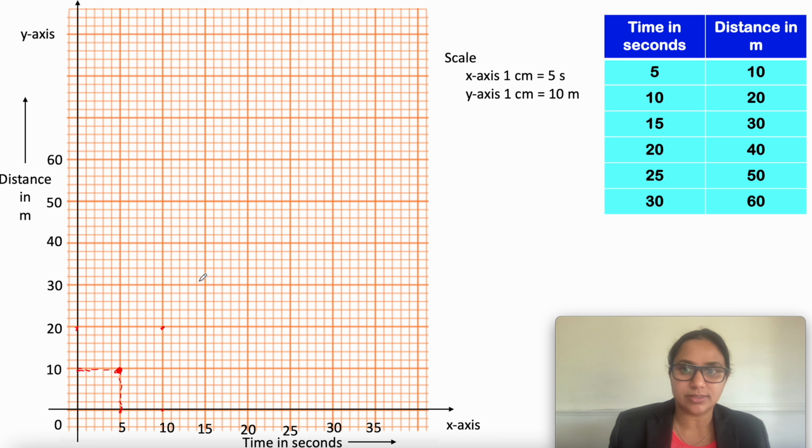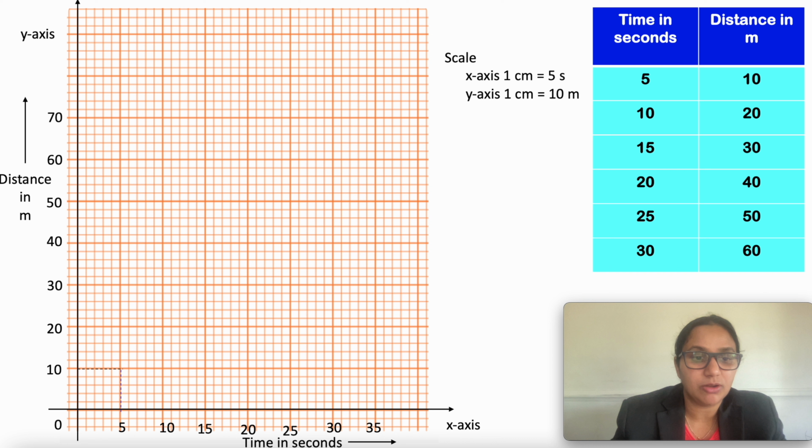Next is 15 seconds and 30 meters. So another point should be here. And next, for 20 seconds it is 40. Again draw a line to here and a line to here, where you get another point. And next, for 25 seconds it is 50. Another, for 30 seconds it is 60. So you can see that we got all the points here. How do we take the points? As we discussed, on the x-axis 5 seconds and y-axis 10 meters, where they both meet we get the first point. Again for the x-axis it is 10 seconds, y-axis is 20 meters, another point. Again on the x-axis 15 seconds and 30 meters, and in a similar way you plot all the other points.